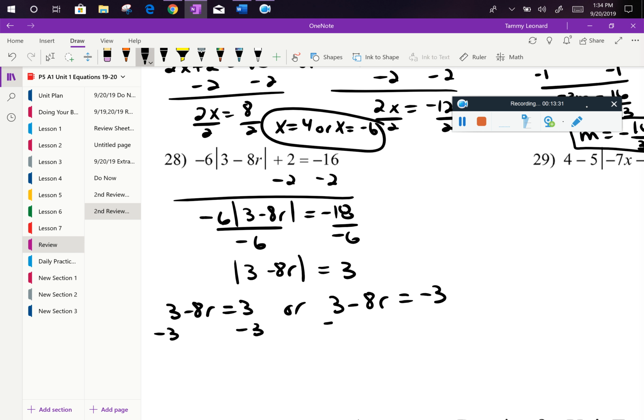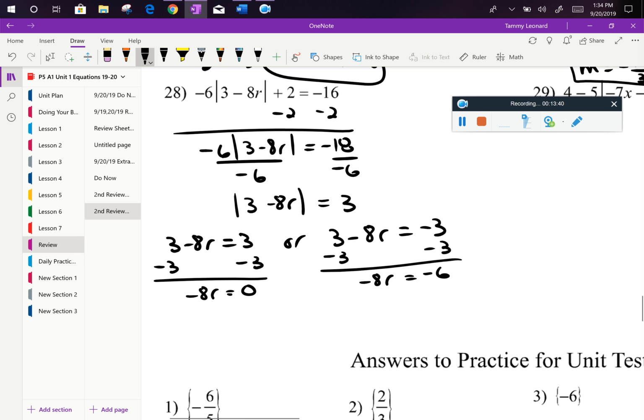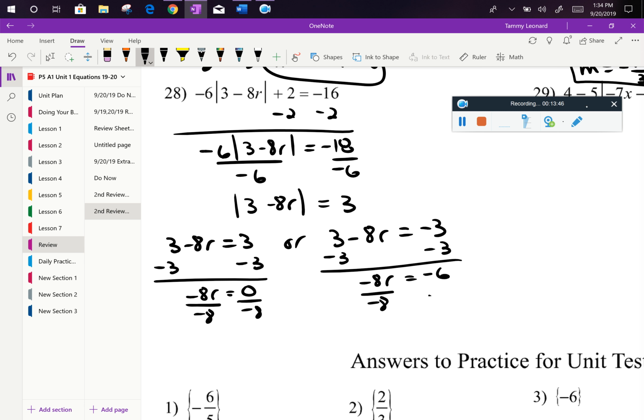We can subtract 3 from each side, and we see that negative 8r is equal to 0, or negative 8r is equal to negative 6. Don't panic when one side of an equation is equal to 0. Divide both sides by negative 8, and r equals 0 because 0 divided by anything is still 0, or r equals, notice a negative divided by a negative is a positive, 6 and 8 are both even, so we reduce by 2 to get 3/4.